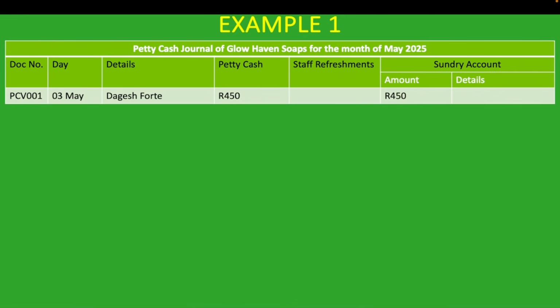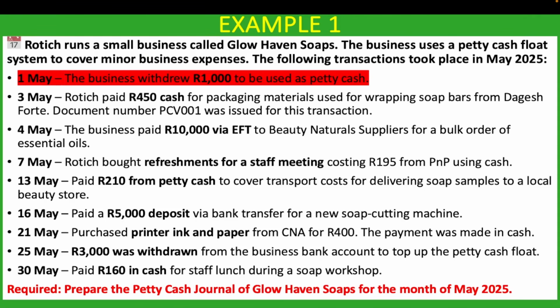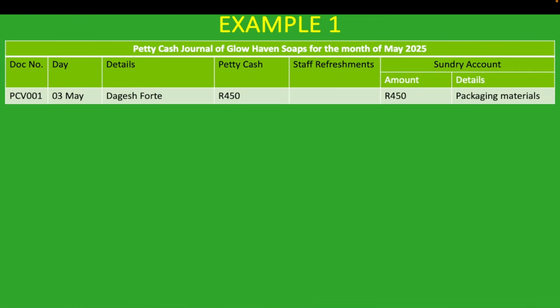And what is the detail going to be? Well, let's go back, as I've just already mentioned it. He paid 450 Rand cash for packaging materials used for wrapping soap bars from Dagesh Forte. And so this is packaging materials, so we're going to put it as such. You can see here packaging materials, and this is how you go about putting amounts into your petty cash journal.